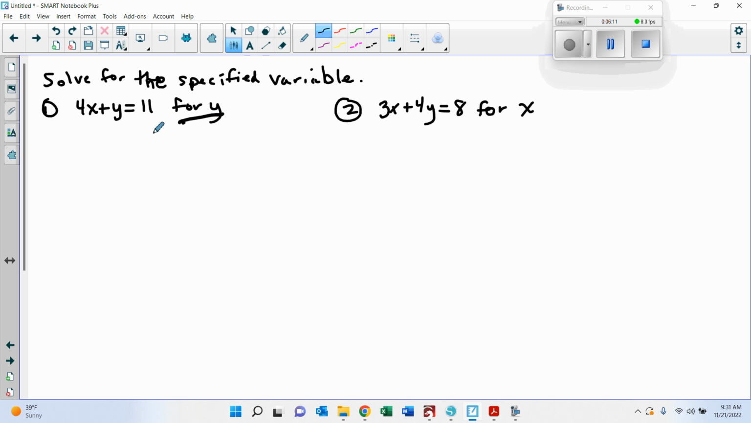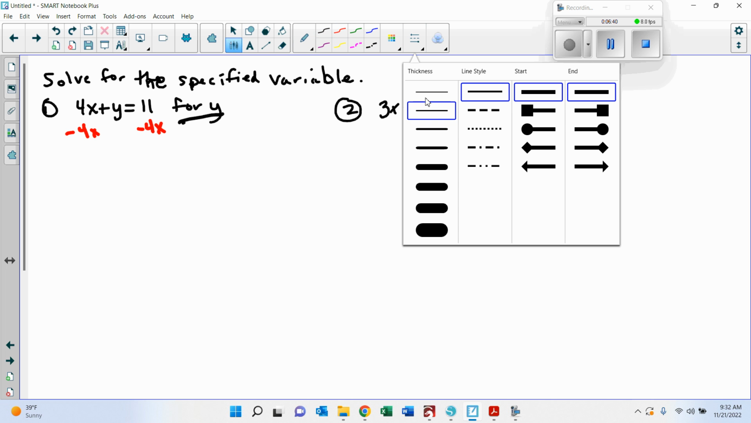I need the y to be by itself on one side and nothing else on the other side. So if we go to this original problem, there's already y by itself as far as there's no numbers in front of it except a 1, but there's this x term, and it can't be added to the y term. They're two different terms. They're not alike. So we're going to get rid of that x term by subtracting 4x from both sides. I'm still going to write it over here under the 11 because I don't really have anywhere else to write it.